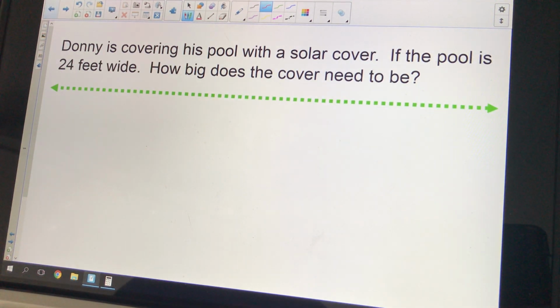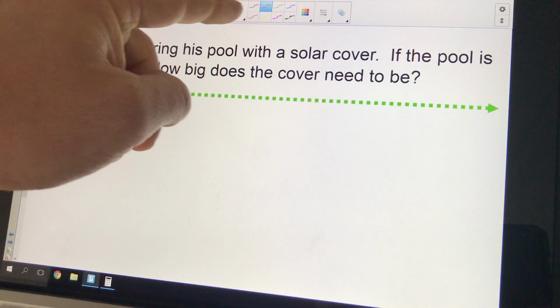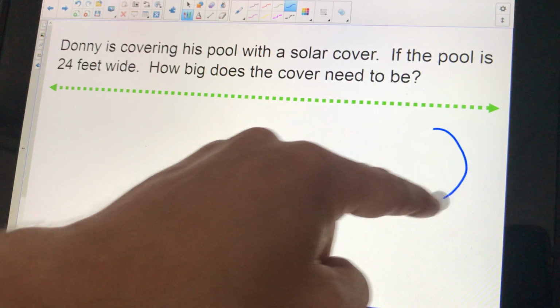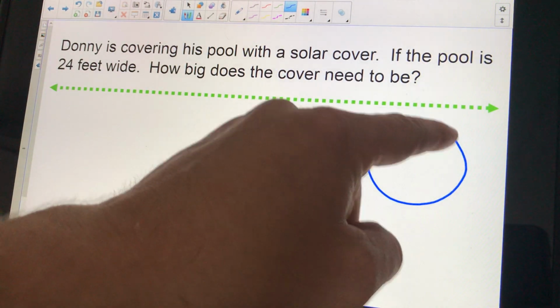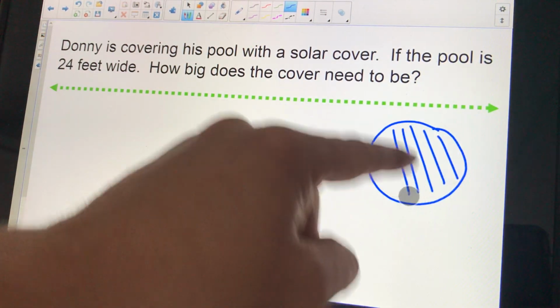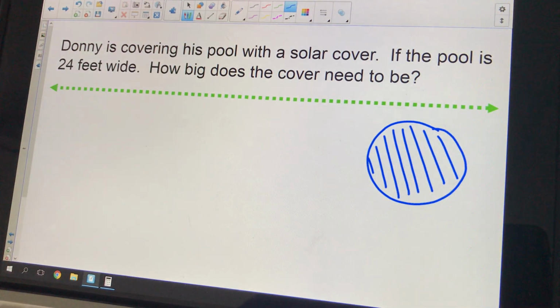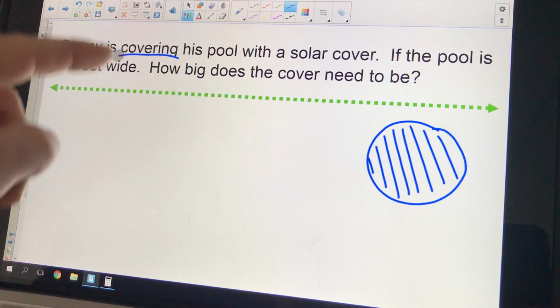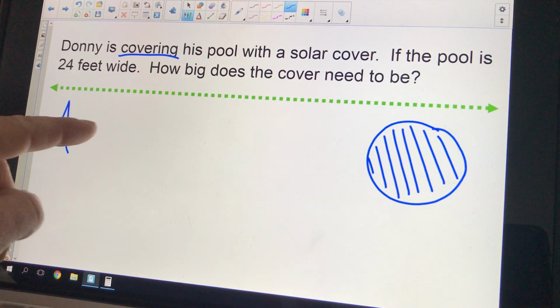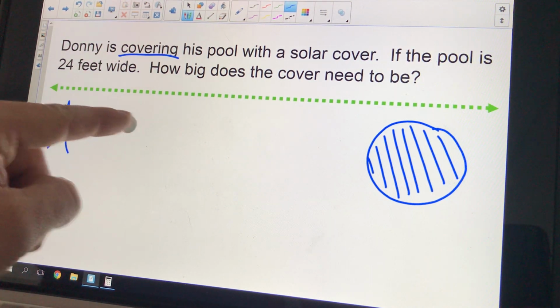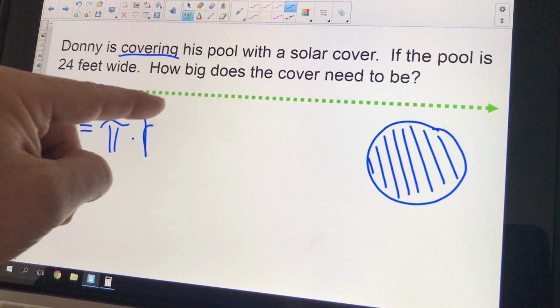Donnie is covering his pool with a solar cover. Okay, maybe you started to open up your pool. If the pool is 24 feet wide, how big does the cover need to be? Okay, I'm going to draw a little picture, right? We have the pool, and we need to cover it with a solar cover, right? To keep it extra warm. Wait a minute. Covering it, that means we're going to area. Okay, area equals pi times the radius squared.